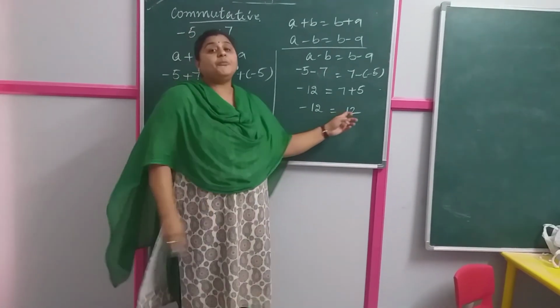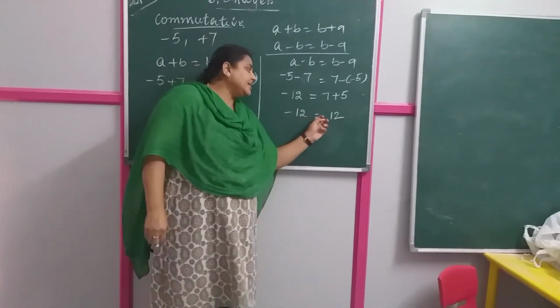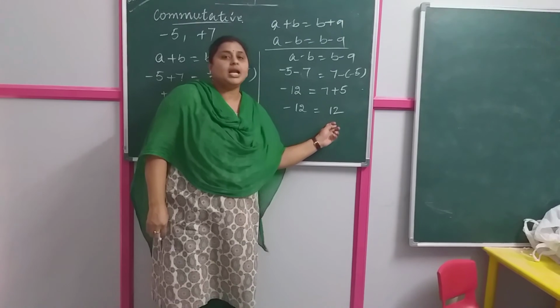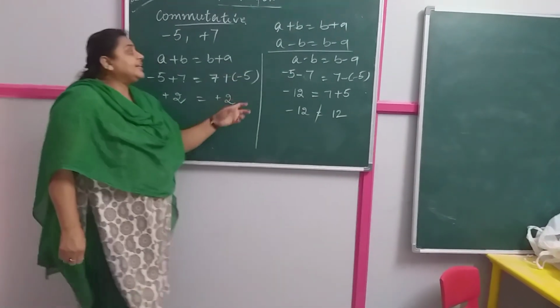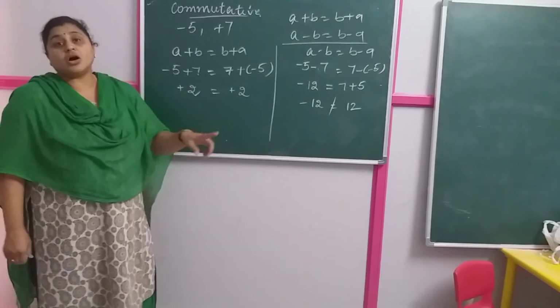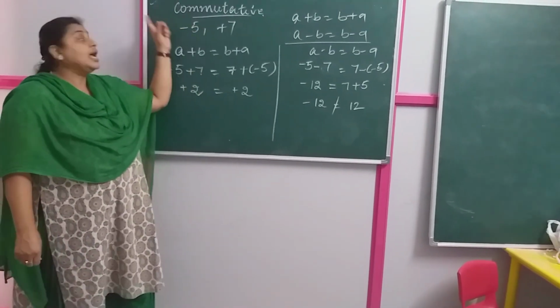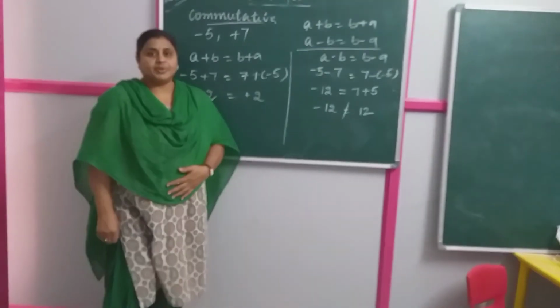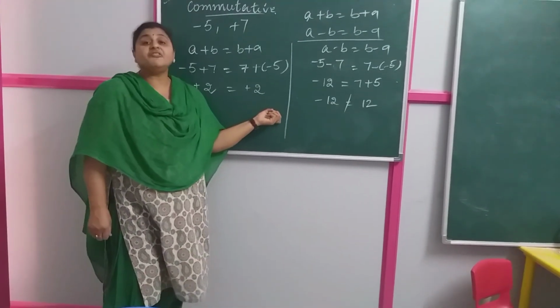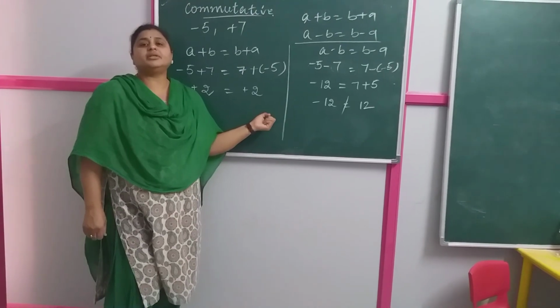Now both are opposite, children. Minus 12, is minus 12 equal to 12? No. So subtraction of integers is always false for the commutative property, but addition of integers is true for the commutative property. So these are your properties of integers. Hope you understood, children. Okay.